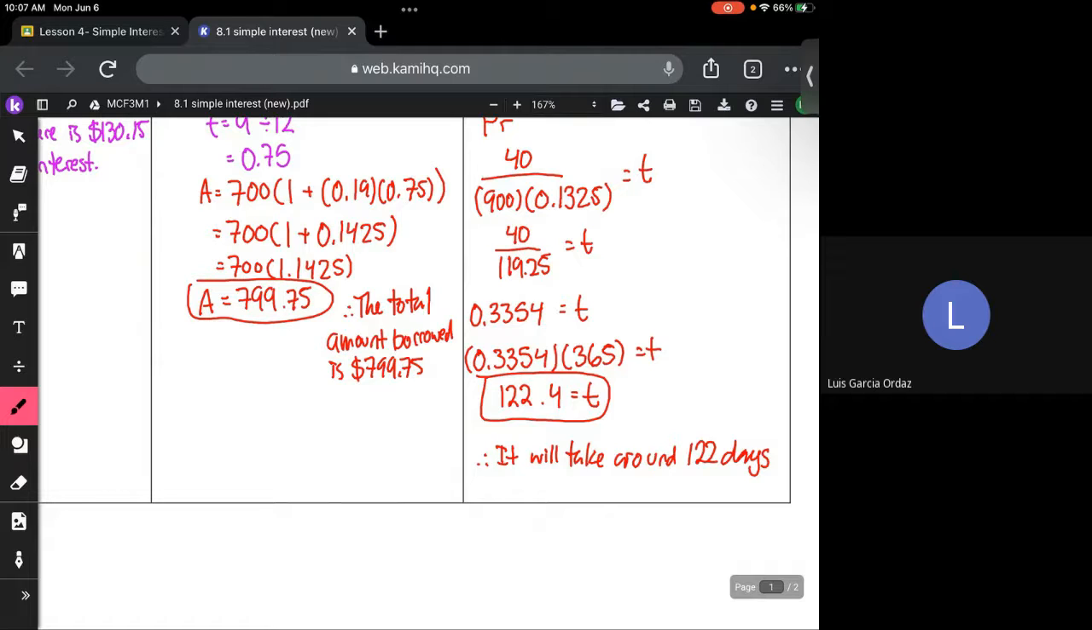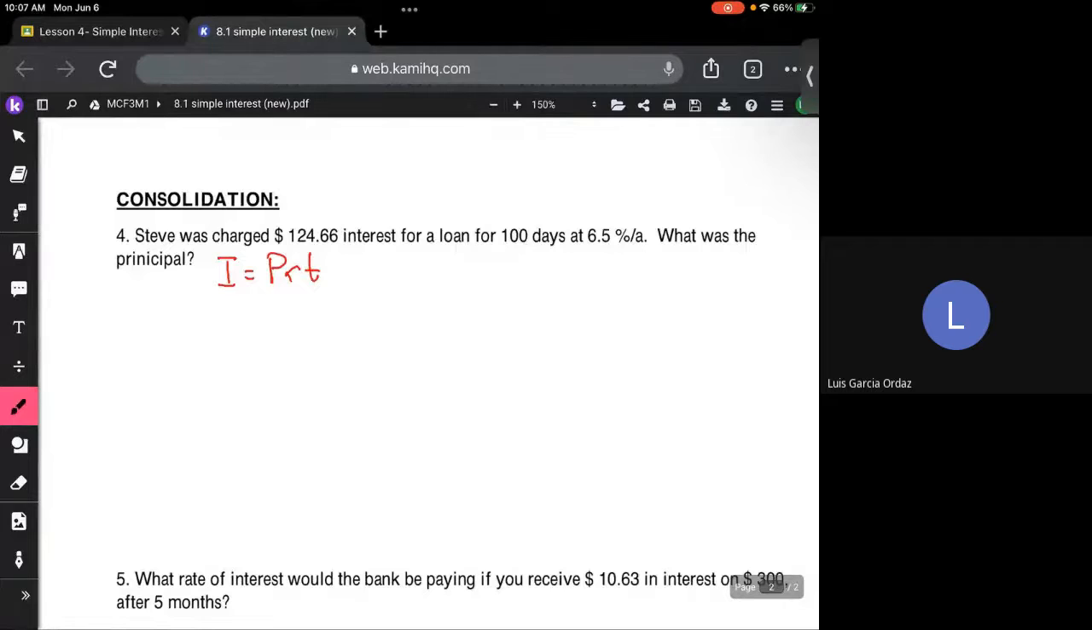Okay, so Steve was charged $124.66 in interest for a loan for 100 days at 6.5%. What is my principal? So what equation am I going to use? The first one, because it doesn't tell us what his total amount borrowed was. So I know my interest is 124.66.